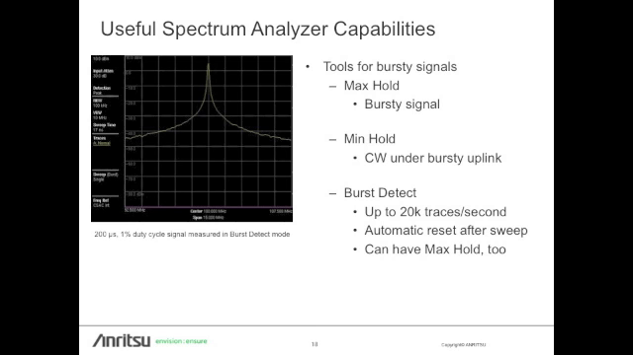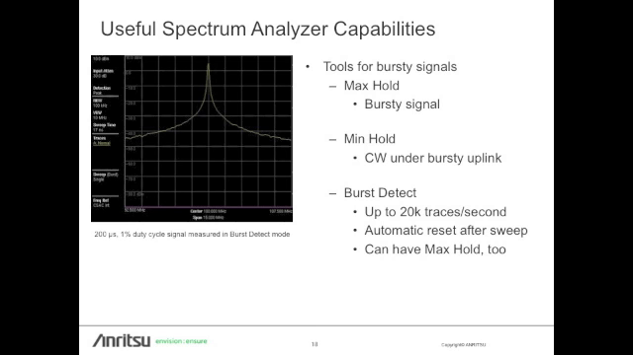Some other useful spectrum analyzer capabilities are tools for looking for bursty signals. This is a real problem out in the field, kind of like intermittence when you're trying to fix a piece of electronics. The kind of basic one there is max hold, and it's really helpful. You can have the analyzer sit for a while and see what the maximum signal is over time.